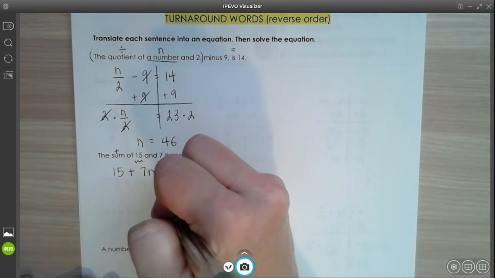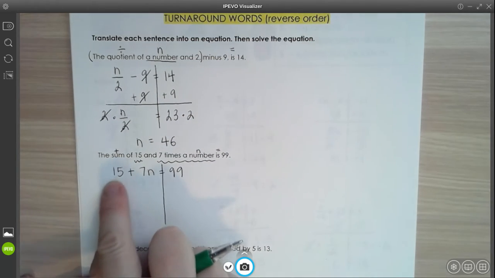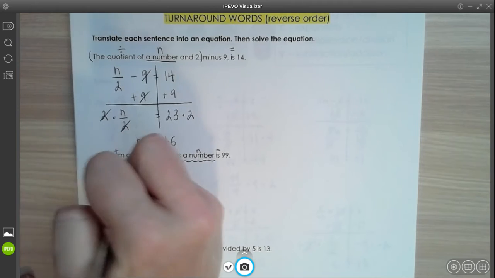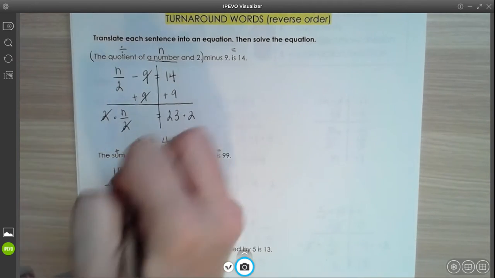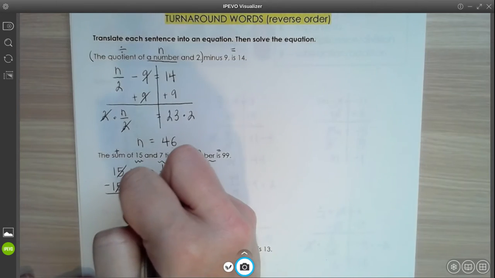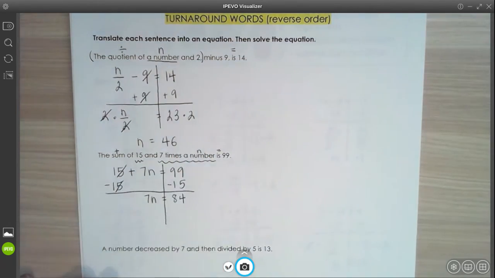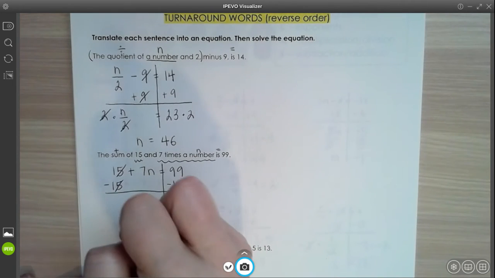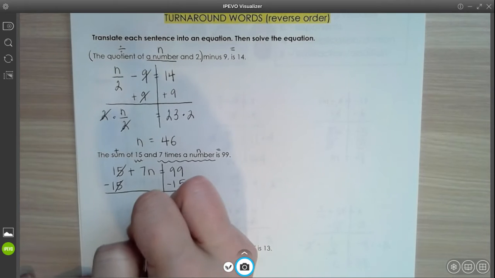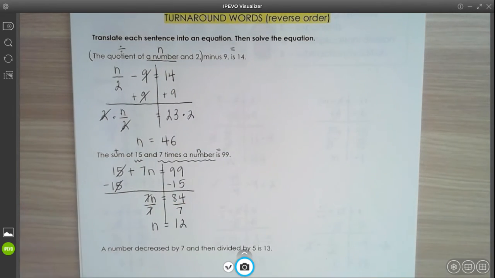Okay, so now I'm going to draw my dividing line. First thing I want to get rid of is the 15 that's hanging out by itself. It's positive, so I'm going to subtract it. Bring down that 7n. Okay, 99 minus 15 is 84. Then I have 7 times n, so I'm going to divide by 7. And our solution is going to be n equals 12.